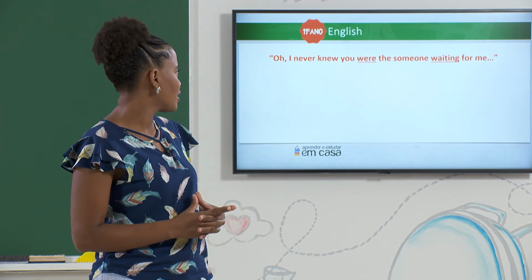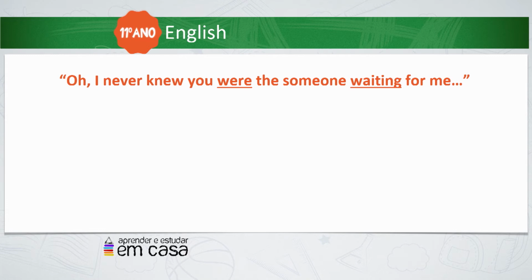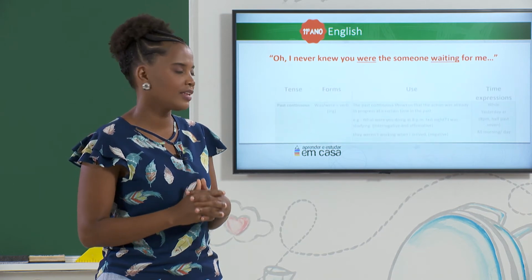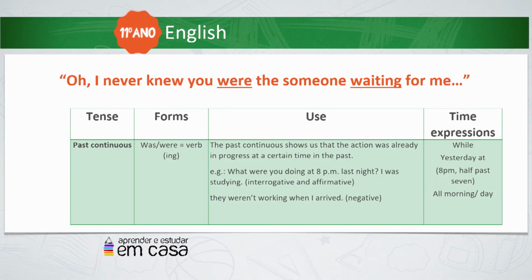Another sentence from this song. Let's see. Oh, I never knew you were the someone waiting for me. Were waiting. What verb tense do we have there? Did you say past continuous? Very good. That's the past continuous. As you know, the past continuous shows us that the action was already in progress at a certain time in the past. To form the past continuous, we use the auxiliary verb to be in the past, was or were, plus the verb plus ing. So we have examples there.